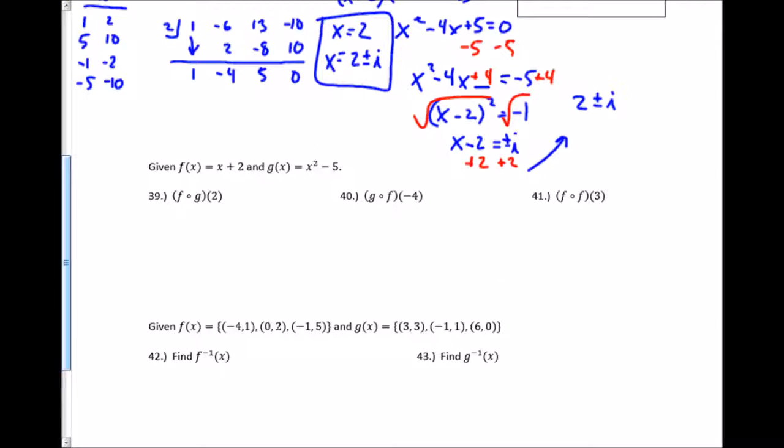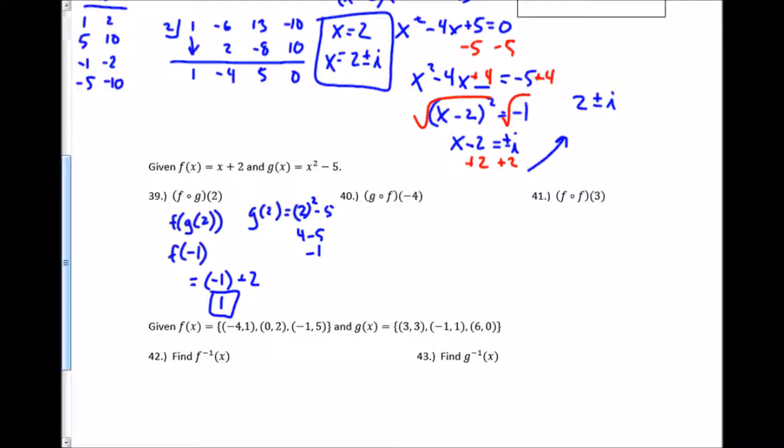For this one, I'm doing f of g of 2, which means I'm plugging the 2 into the g function. I'm doing g of 2 first, which means I'm just plugging the 2 in for x, so I do 2 squared minus 5, so that's 4 minus 5, which is negative 1. And now I'm doing f of negative 1, which is essentially telling me to plug the negative 1 into the f function. And when I do that, I get a positive 1, and that's it.